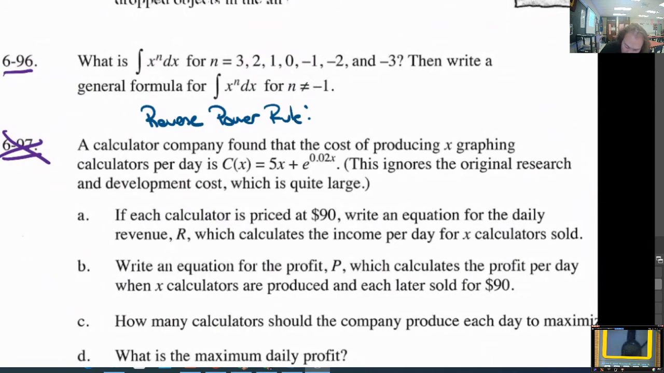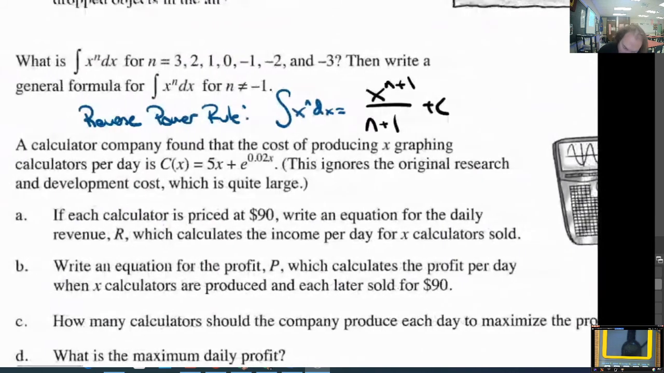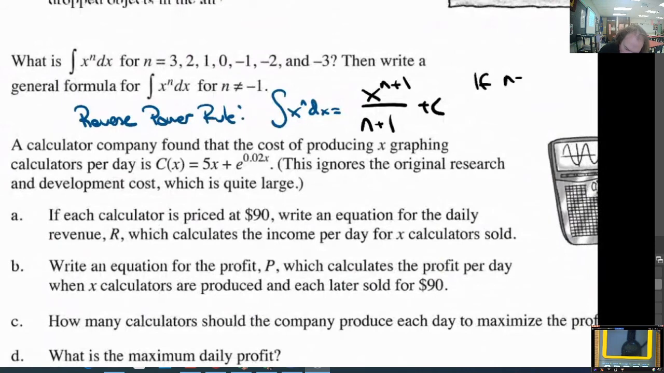And the reverse power rule is that the antiderivative of x to the nth dx is equal to x to the n plus 1 over n plus 1. Again, the thinking here is that when you take the derivative, the n plus 1 exponent needs to pop down. It will cancel out with the n plus 1, and it will drop down a degree to n. And that's the way it works. Plus c, of course. Got to have that in there. And this, of course, is if n is not equal to negative 1. That's a special case.